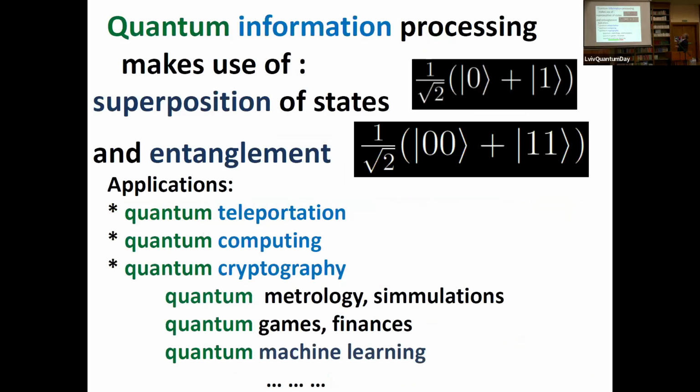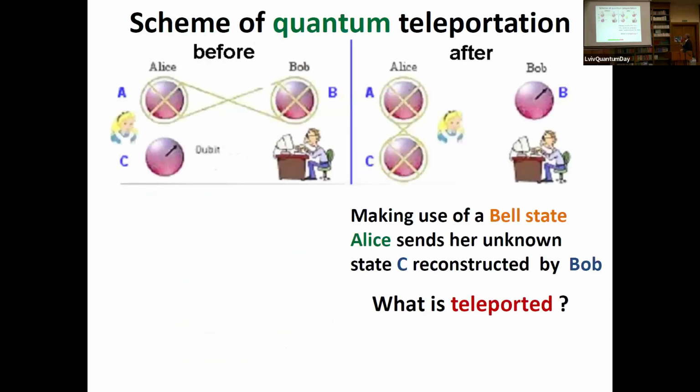So now, what is quantum information processing? We take quantum information, which is encoded in such a state. For instance, here is this first superposition state. Here is an entangled state of two particles. And we want to perform some useful tasks. For instance, I will mention here quantum teleportation, quantum computing, quantum cryptography, and many others like metrology, but you can also have quantum games, quantum finances, or, very popular recently, quantum machine learning.